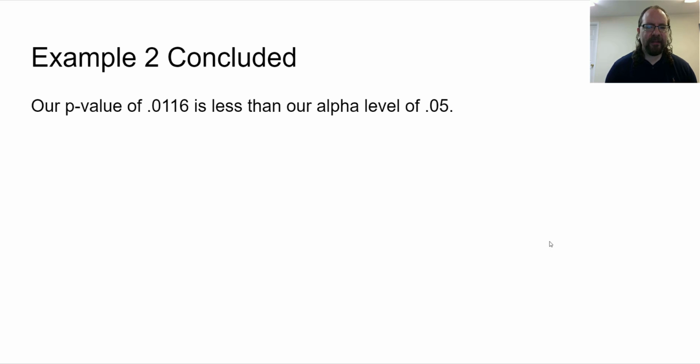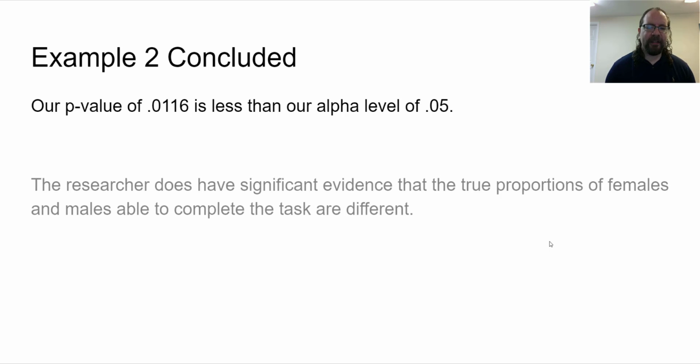Now, our p-value is 0.0116, which is less than our alpha level that was stated earlier of 0.05. And because of that, we're going to say that the researcher does have significant evidence that the true proportion of females and males able to complete the task are different. Now, obviously, if we used an alpha level of 0.01, we would not have been able to reject the null hypothesis, but that's why it's important to have an alpha level stated ahead of time so that we know how best to interpret our p-value.